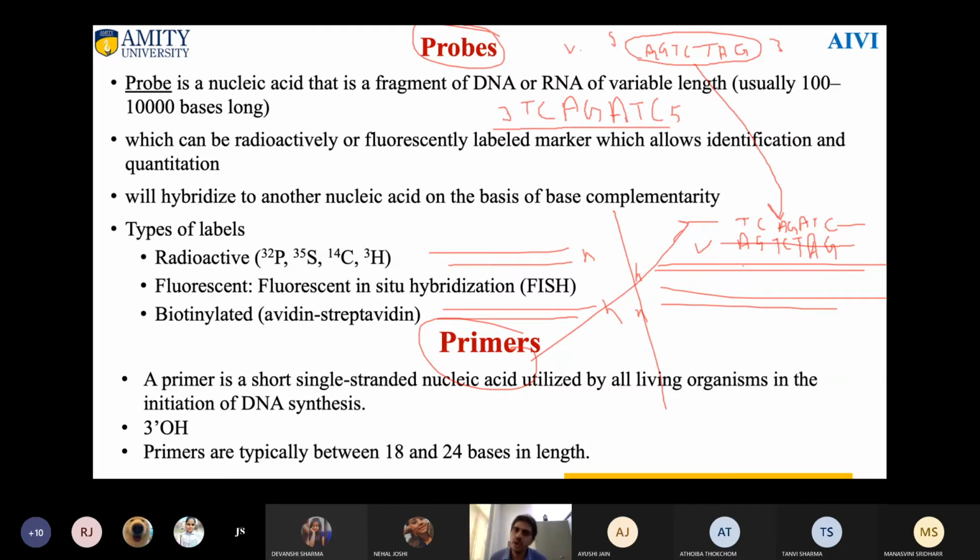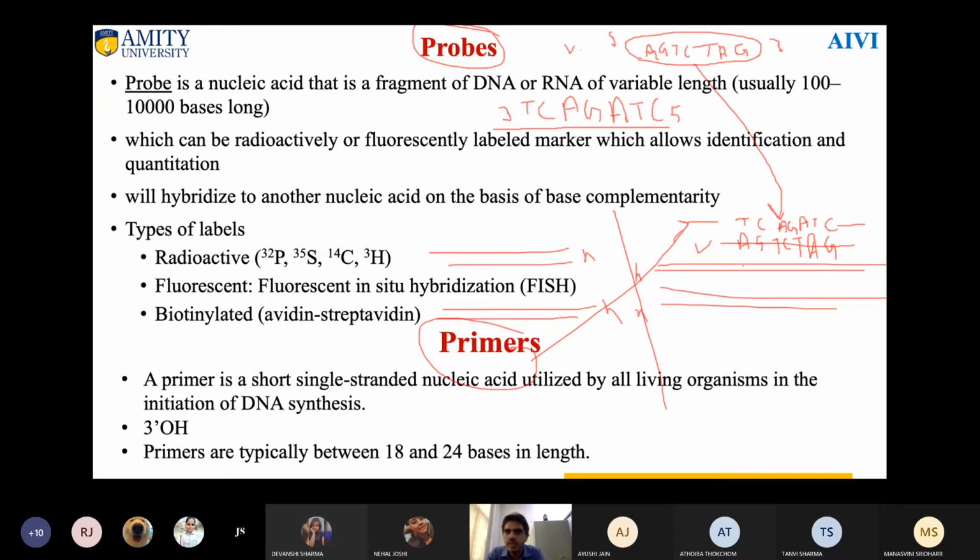Now how long a sequence should you have? What should be the length of the sequence? Whether it should be just 5 nucleotides, 10 nucleotides, 20 nucleotides, whatever. For this, the principles of designing all depend upon the principle of probability of finding.